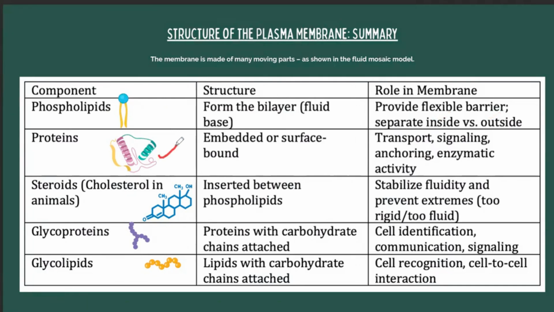We talked about the proteins and where you would find them, steroids and how they're inserted in phospholipids, and glycoproteins, meaning carbohydrates with proteins, and then glycolipids, which are lipids attached to carbohydrate chains. We didn't talk about the functionality too much, the difference between glycoproteins and glycolipids, but glycoproteins are for cell identification, communication signaling, and cell recognition, while cell-to-cell interaction is the glycolipids. So those are the differences between the two. This is a great summary to help you better understand the similarities and differences.